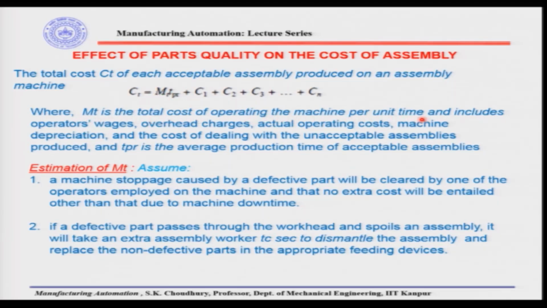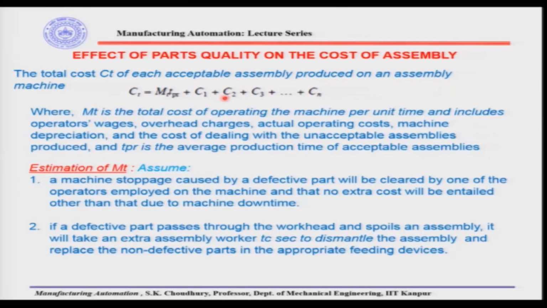and that includes operators' wages, overhead charges, actual operating cost, machine depreciation, these things we have discussed earlier. That means how much machine life you are using, how much money you are paying to the operator, how much money you are spending on overhead, that is the electricity, the building, the hydraulics, the pneumatics and so on, everything is included in this MT, plus C1 plus C2 plus C3 up to Cn. These are the costs of the parts, so each part will cost some money. So, this is included here.